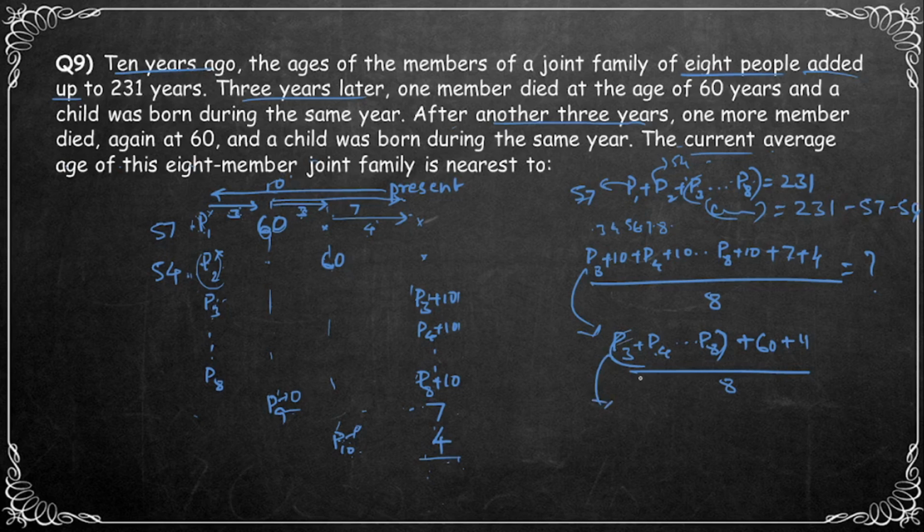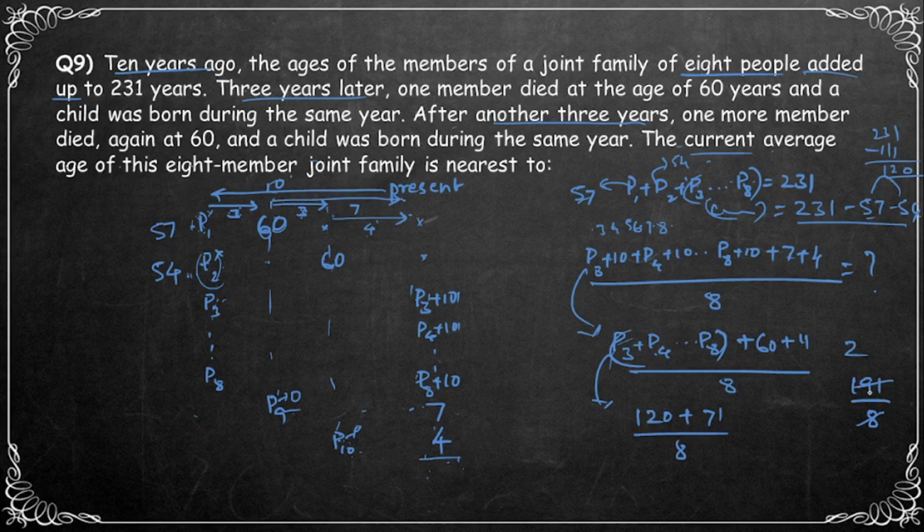So from this equation we can write 231 minus 57 minus 54. If we add these two, we will get minus 111. So 231 minus 111, it is 3 minus 1 is 2, 2 minus 1 is 1, so 120. So this value is 120 plus 71 divided by 8. So 191 divided by 8 is the required answer.